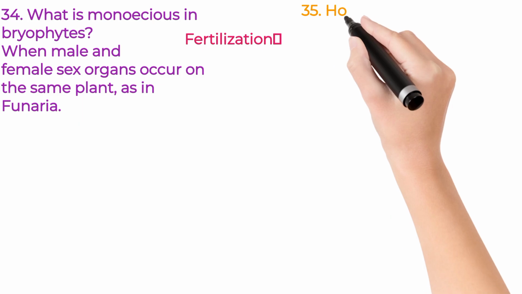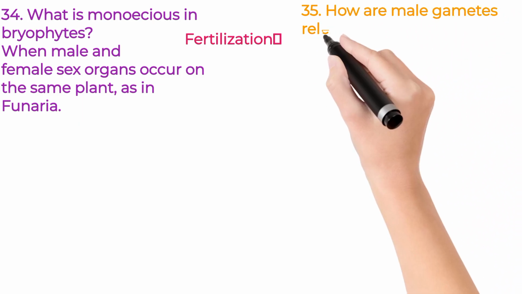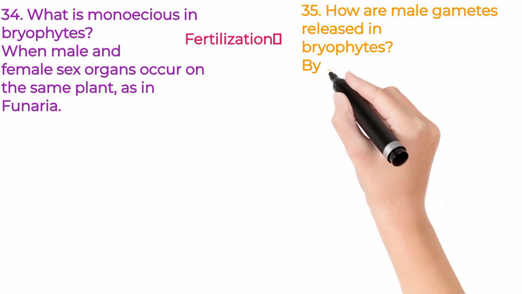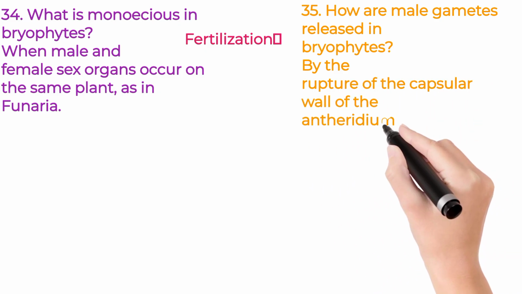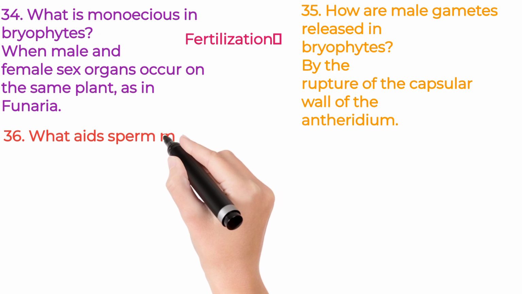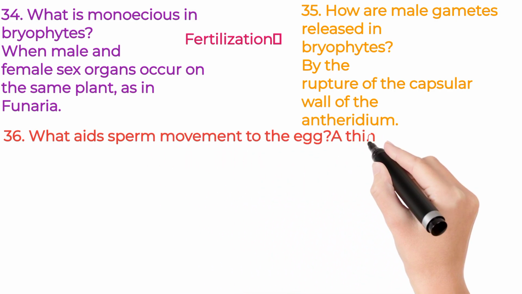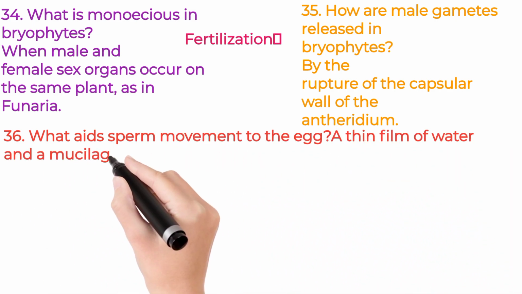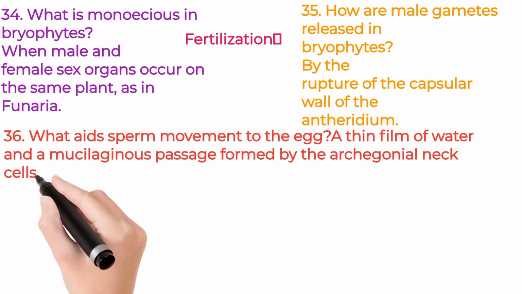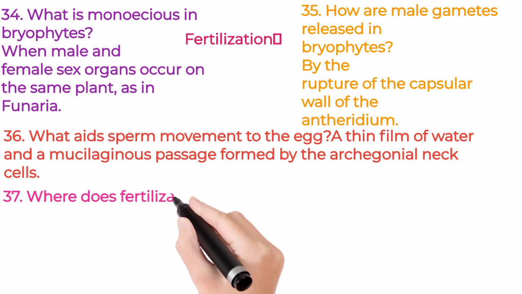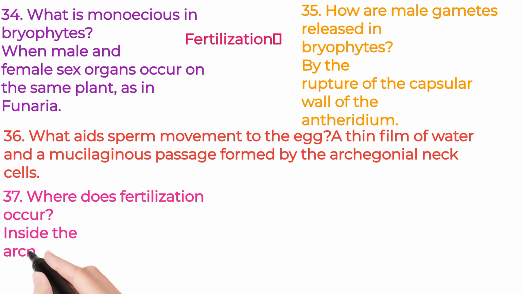Fertilization. 35. How are male gametes released in bryophytes? By the rupture of the capsular wall of the antheridium. 36. What aids sperm movement to the egg? A thin film of water and a mucilaginous passage formed by the archegonial neck cells. 37. Where does fertilization occur? Inside the archegonium.